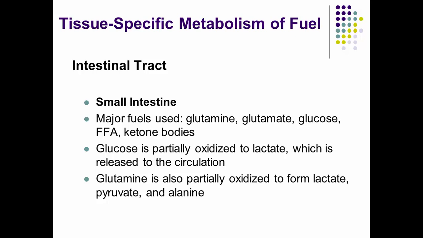And glutamine is also partially oxidized to form lactate, pyruvate, and alanine, right? So in general, the small intestine is able to release lactate, pyruvate, and alanine into circulation, right? But it's not a major contributor, again, compared to the skeletal muscle and red blood cells.